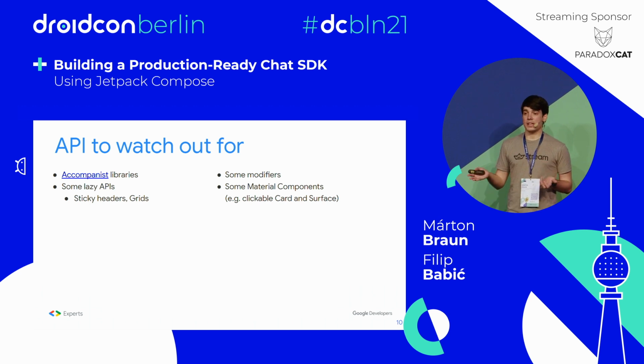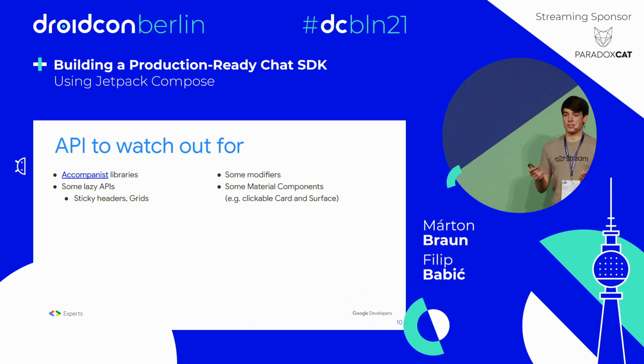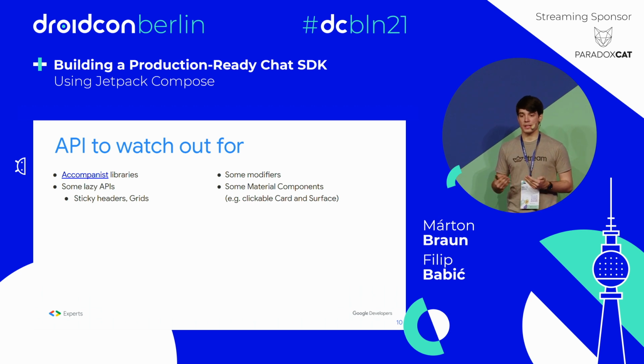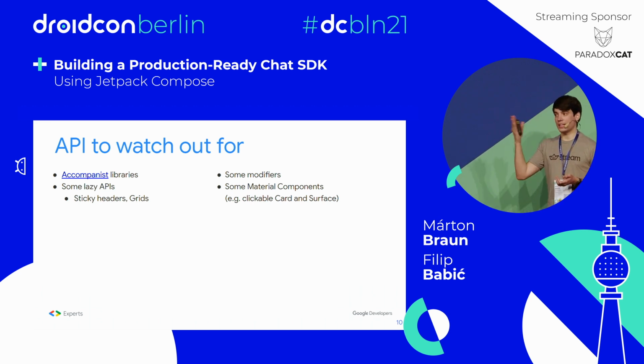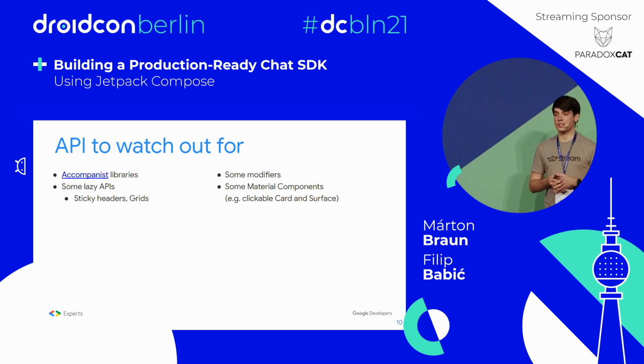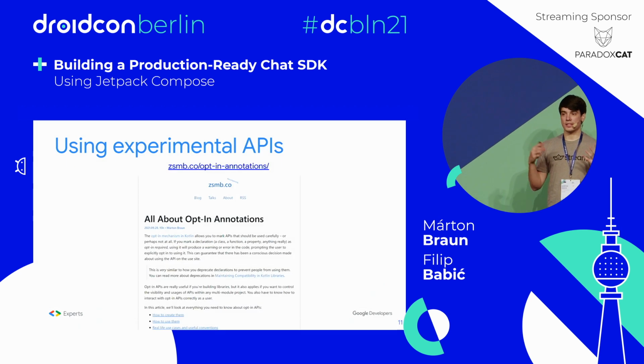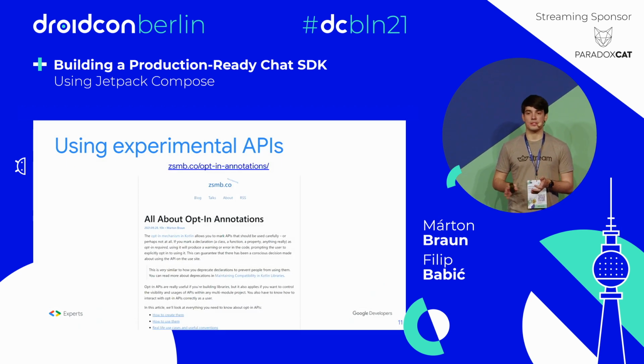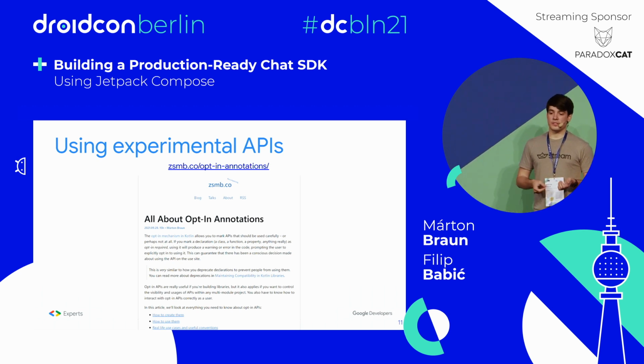There are also some lazy APIs that are still not stable. So we have lazy columns, lazy rows, which are really cool, and those are stable API. But things like sticky headers in these kinds of lists or lazy grids are still marked experimental. And there are also some modifiers and some material components, mostly related to complex click handling, that are still experimental. So again, it might change in the future. Be prepared for that. I wrote a blog post about using experimental APIs that you might want to check out.